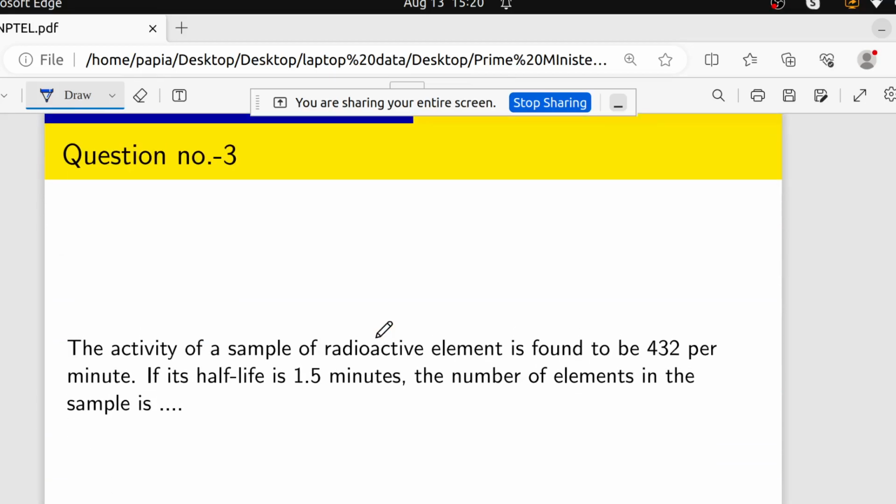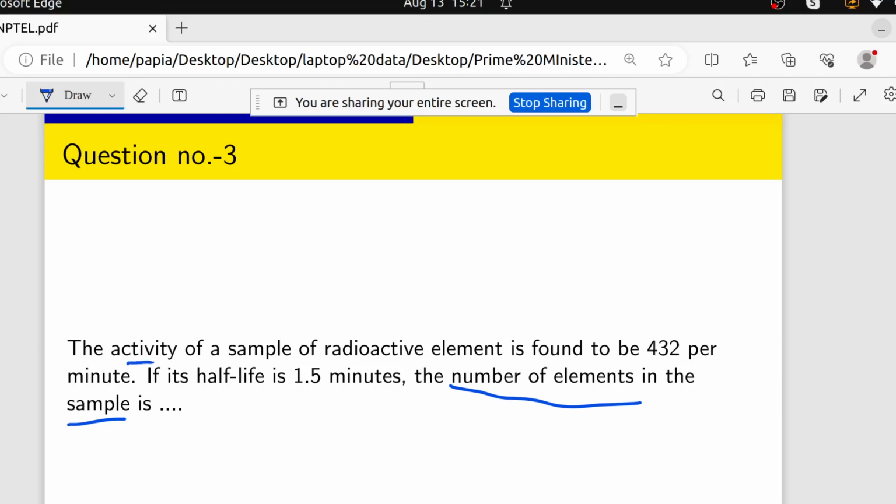In the third question you can see that the activity of a sample of radioactive element is found to be 432 per minute if its half-life is 1.5 minutes. The number of elements in the sample is. So you can see that question number 3 is very similar to question number 2, right? Because there it was also asking about the number of elements right now. What is the number of elements present? Here also it is asking the same one.